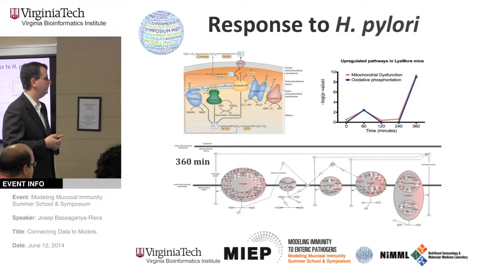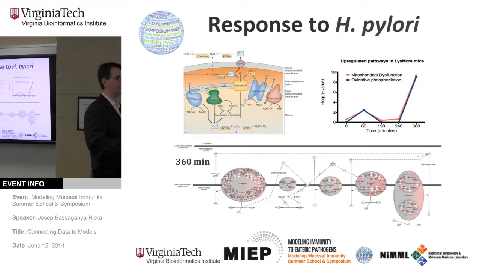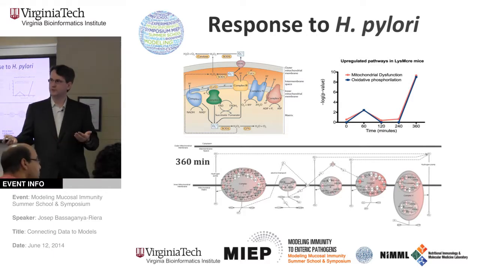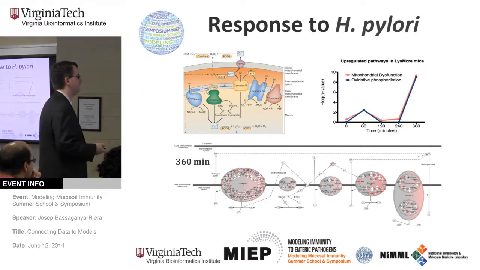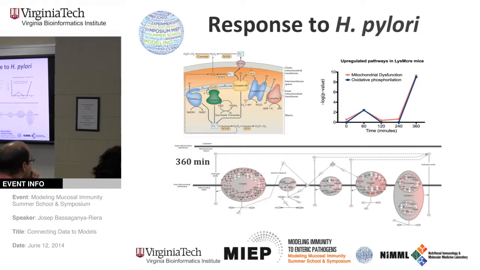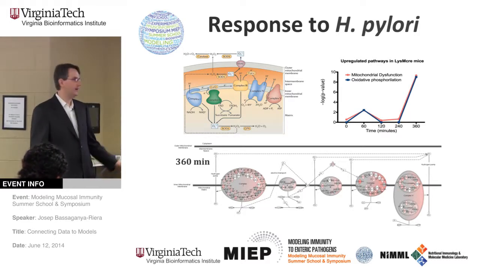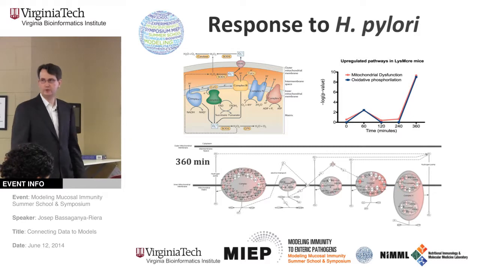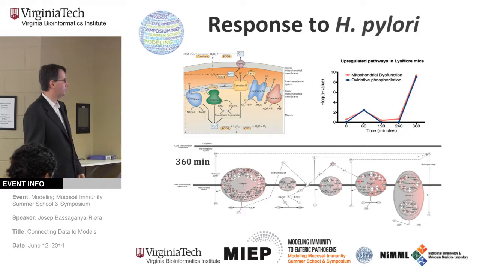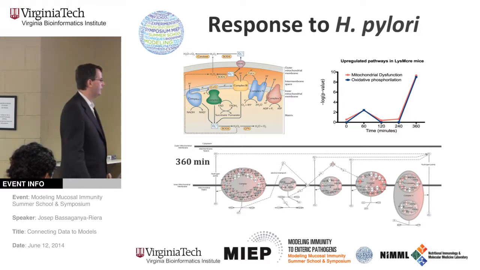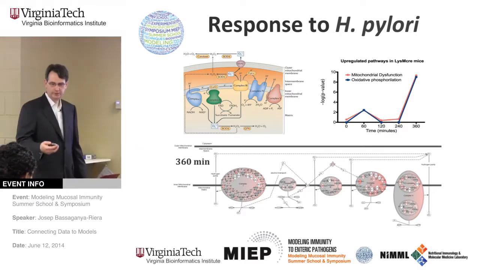So one of the top networks that came up as regulated by responses to H. pylori was not actually an immune-related pathway, it was a pathway related to metabolism. And so you may be familiar with the complex 1 through 5 oxidative phosphorylation proteins. They are embedded within the inner membrane of the mitochondria, and they are involved in producing energy. And what we found is that following H. pylori infection at different time points, there was an upregulation of genes linked to mitochondrial dysfunction and oxidative phosphorylation.